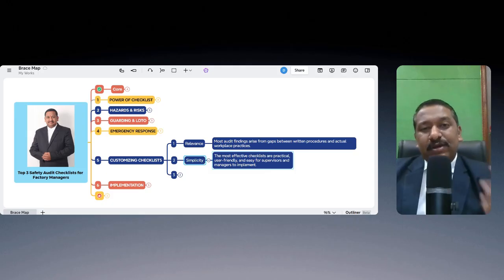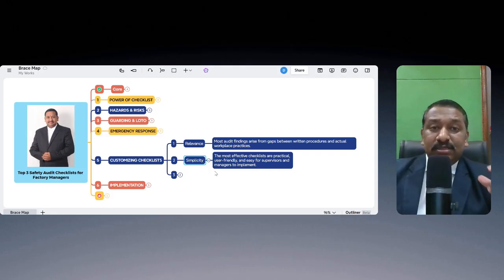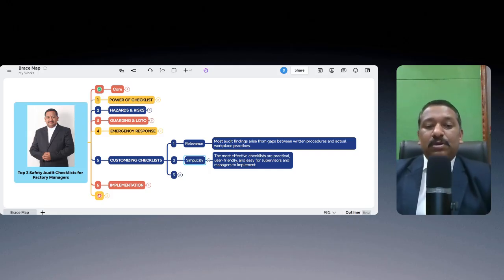Most of the checklists are vague, they are not practical. So implementing the checklist becomes a very difficult task for the supervisors and managers. Therefore, the most effective checklists are practical, user friendly, and easy for supervisors and managers to implement.